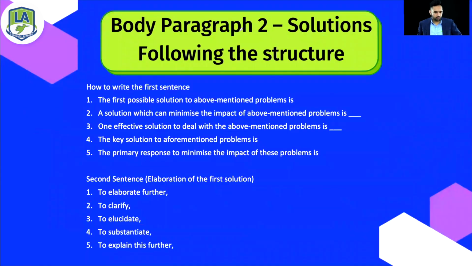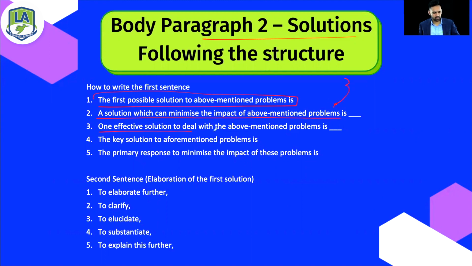Solution two, you have to introduce it, explain it, give an example, and then if you want, you can give a concluding sentence or statement for that particular paragraph. Let's have a look at what we have got here. Body paragraph two, we have to talk about solutions. The first possible solution to the above mentioned problems is a solution which can minimize the impact of the above mentioned problems. I'm using problems here because I've mentioned two problems in the previous paragraph.